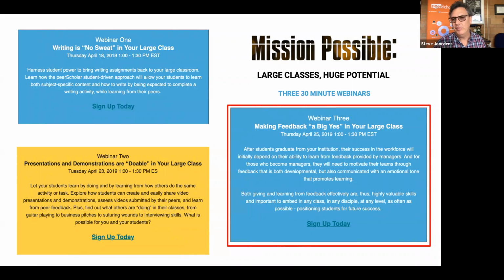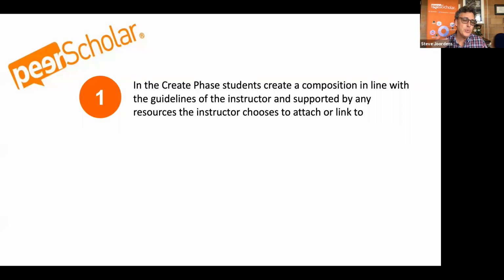So all about feedback today. So we're going to talk about it, of course, in the context of peerScholar, which is the tool that we've been talking about, an online peer assessment platform that really allows you to do some of these things in a very powerful way. So just to make sure everyone's oriented again within that context, let me describe that context. It involves 3 steps.